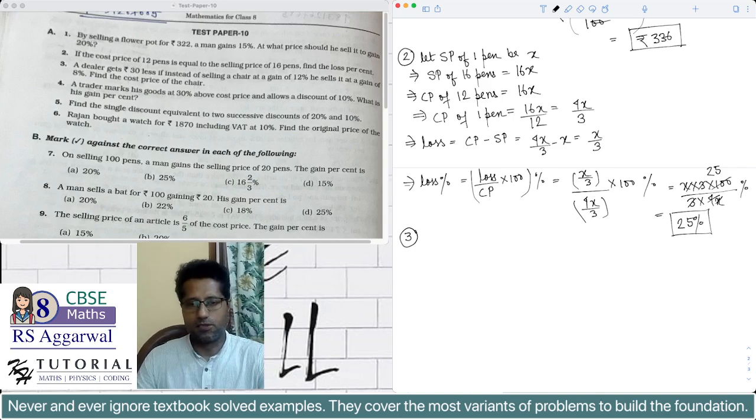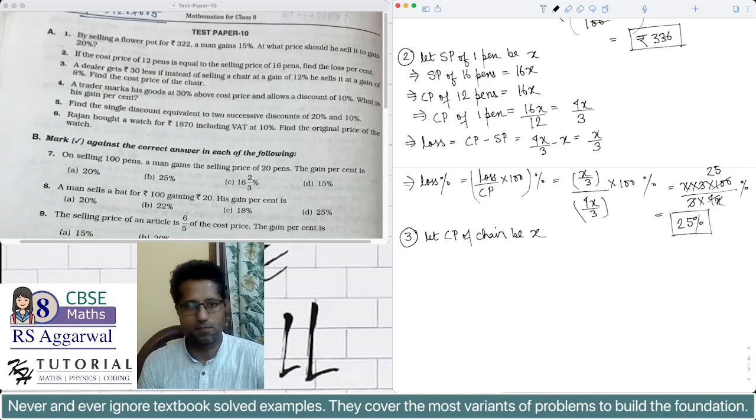So the standard way to solve any unknown is that you assume that unknown to be an unknown variable. So let cost price of chair be x. I'm ignoring the units, that is the unit of the currency. So we are assuming the cost price of the chair to be x. Now initially a dealer gets rupees 30 less if instead of selling a chair at a gain of 12%.